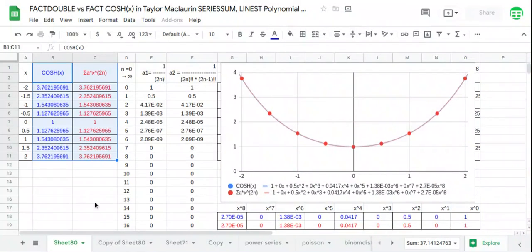This completes the use of double factorial and factorial that generate the Taylor-Maclaurin series sum of hyperbolic cosine and its LINEST polynomial.